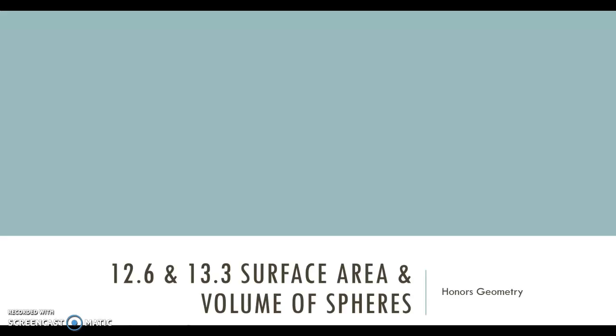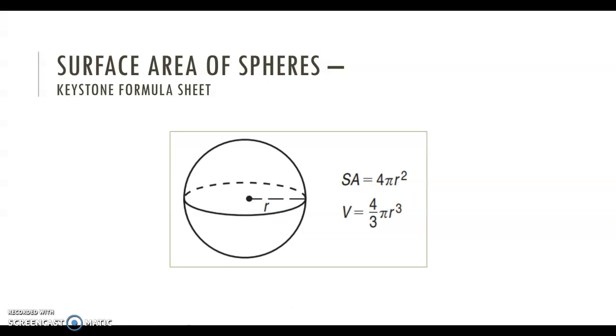To finish up our unit on surface area and volume, we are going to be looking at 12.6 and 13.3, which is surface area and volume of spheres. Let's first take a look at the surface area formula for a sphere. This is found on your Keystone formula sheet. So here's your surface area formula, 4 times pi times the radius squared.